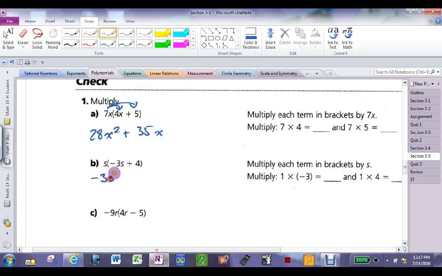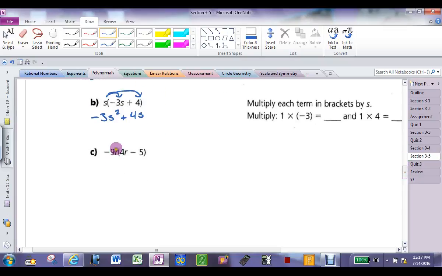What about this one? Negative 3s squared. Draw an arrow. Does the plus change? No, because there's no negative out in front. We're good, yeah? And finally, there's a negative out in front, so 9 times 4 is 36, r squared, but negative. And then this becomes positive. 9 times 5, 45. Does the letter change? No. Everybody cool? Yeah.